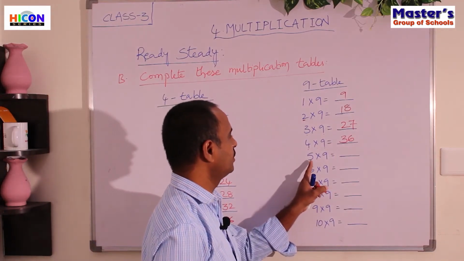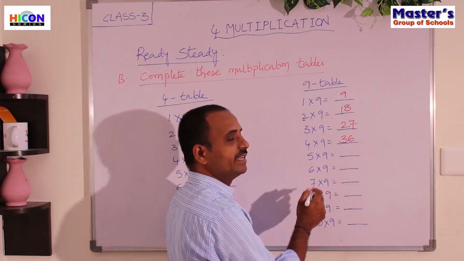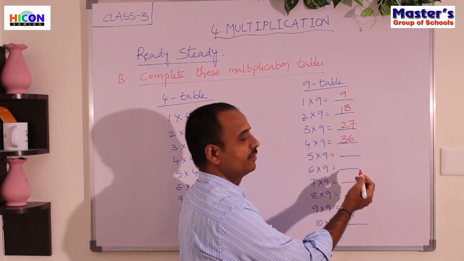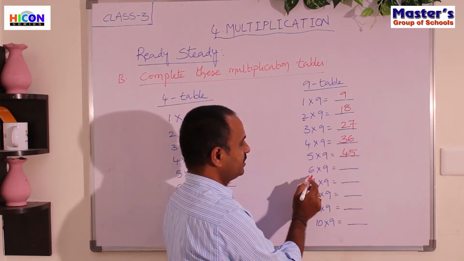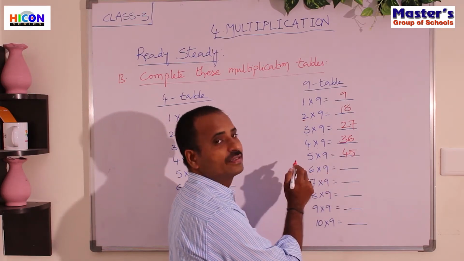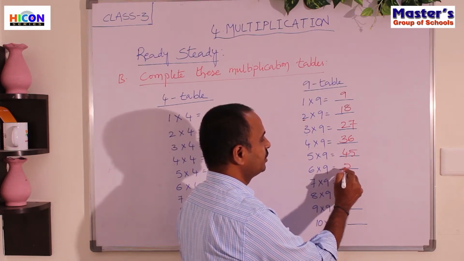So see the next one, 5 nines. 5 nines means the number 9 is added 5 times. 5 nines are 45. The same way, see the next one, 6 into 9. The number 9 is added 6 times. So 6 nines are equal to how much?